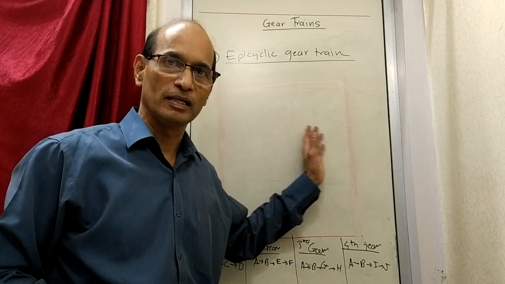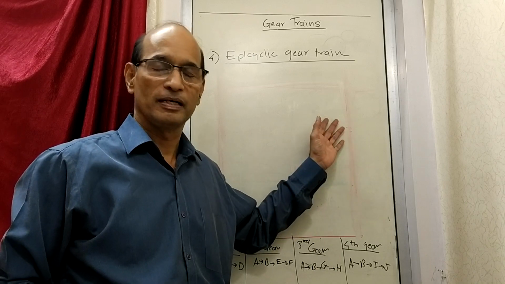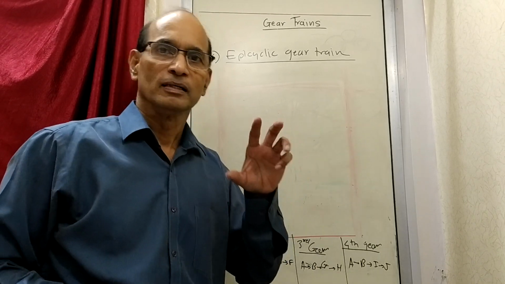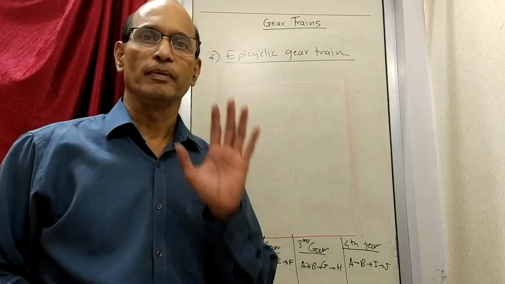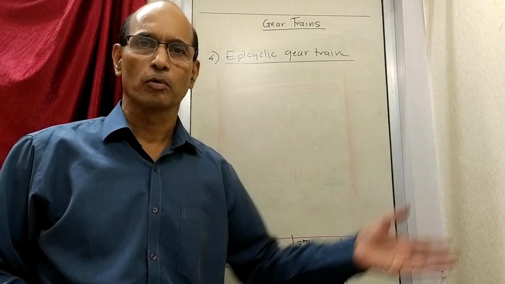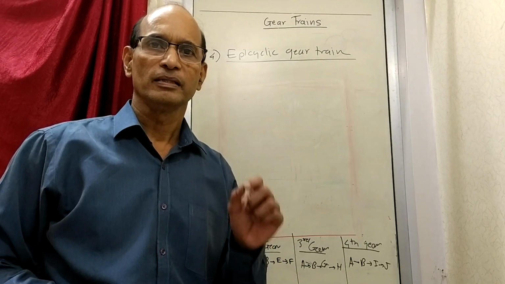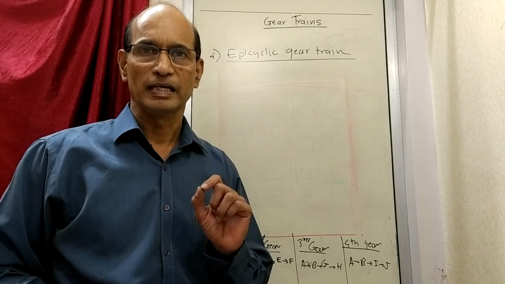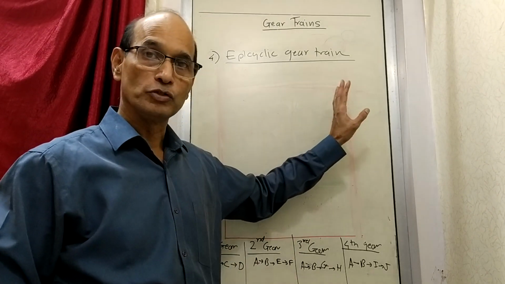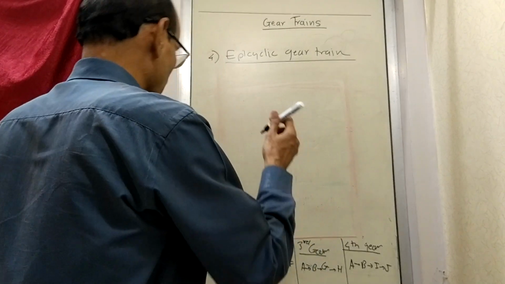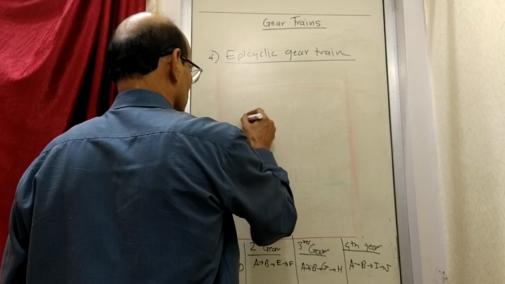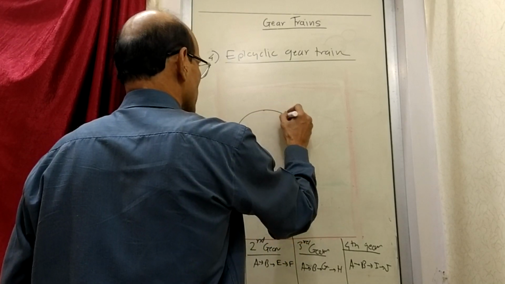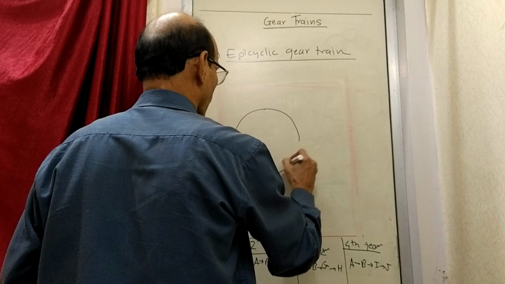If you observe all the earlier three types of gear trains, you will find that the axis is going to remain in the same position. There could be many axes, but the axis position is not changing at any time. Here the axis is going to change its position. See how it is done. So I will draw the gear train called the epicyclic gear train.